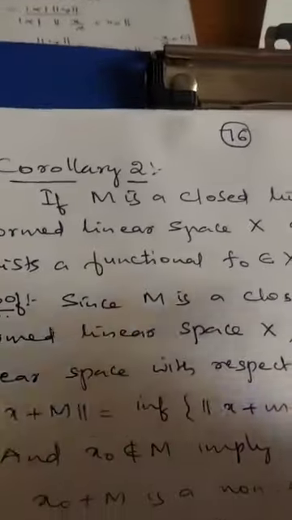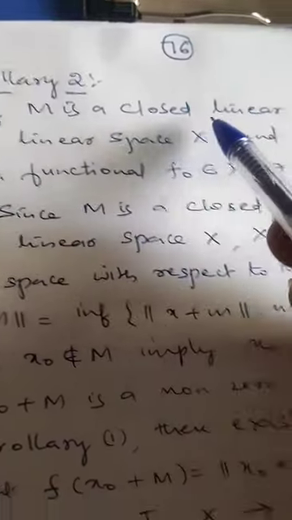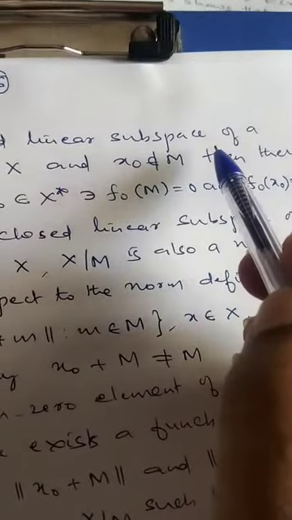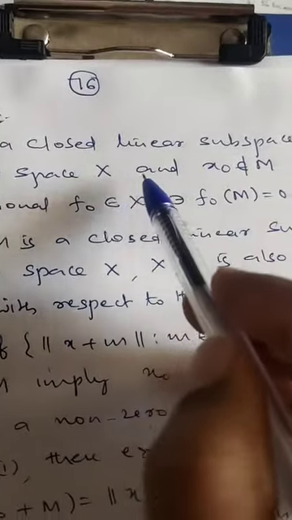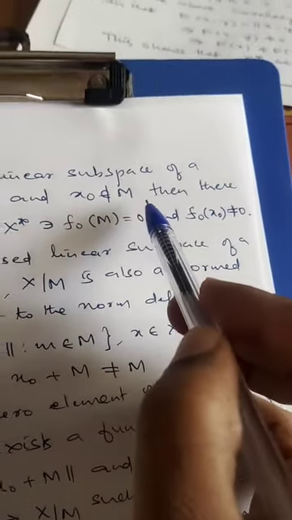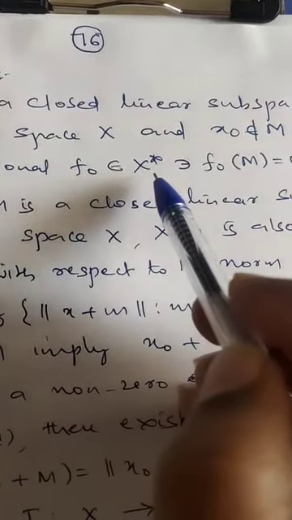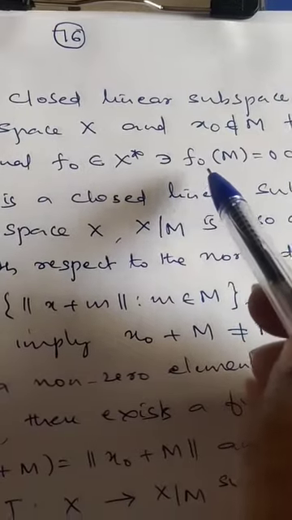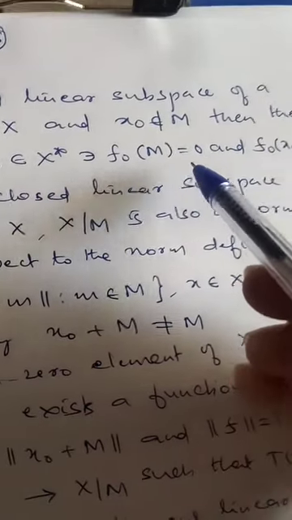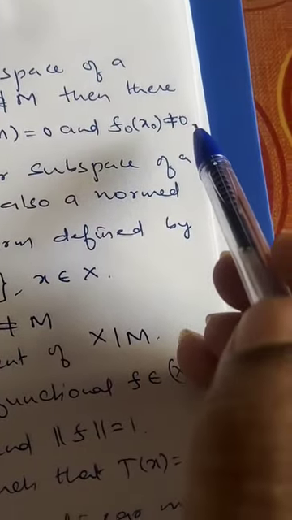Next, let us take up the second corollary. Corollary 2 says: if M is a closed linear subspace of a normed linear space X, and if x naught is a non-zero vector which belongs to X but does not belong to M, then there exists a functional f naught belongs to X star such that f naught of M is 0 and f naught of x naught is not equal to 0.